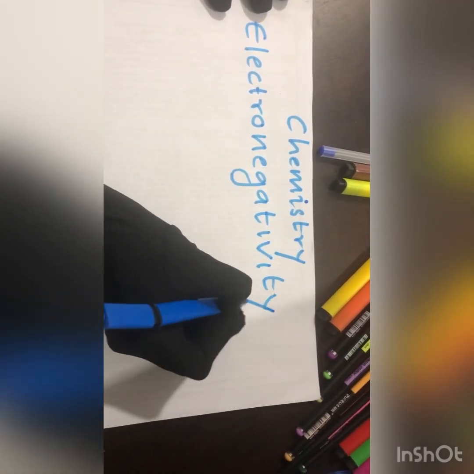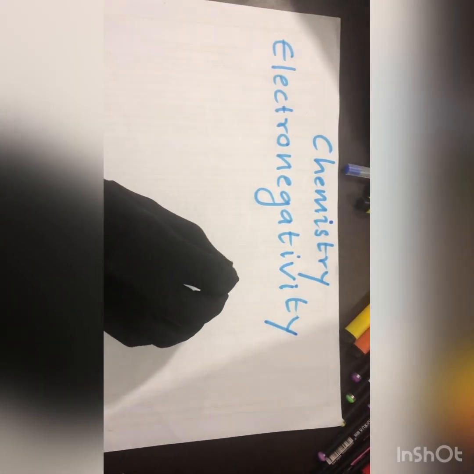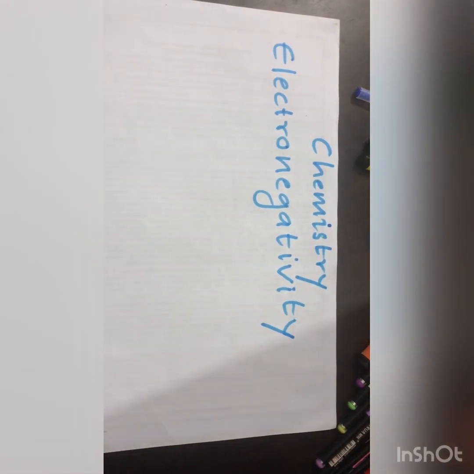So once again we are back with chemistry. Today I'll be explaining about electronegativity. Electronegativity is a property we assign to the elements based on the periodic table. Once again I am here to draw the periodic table.